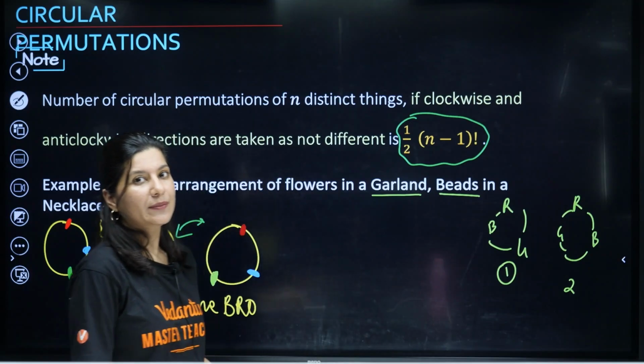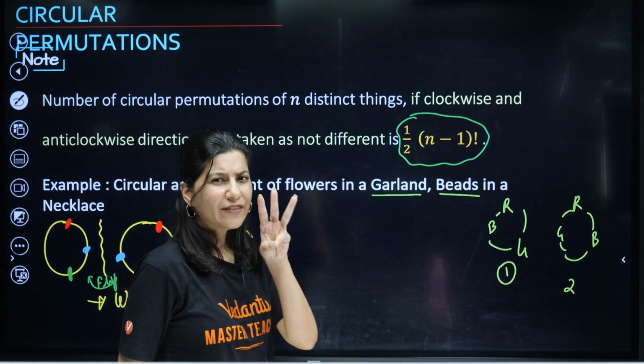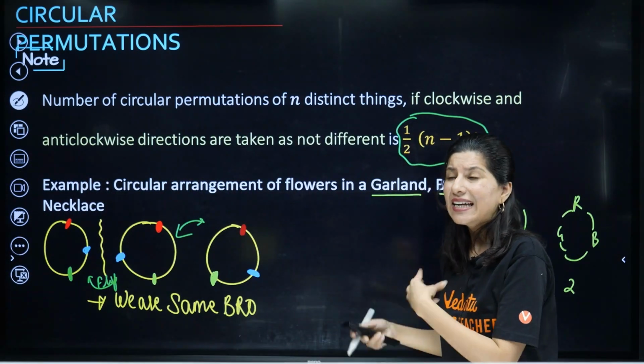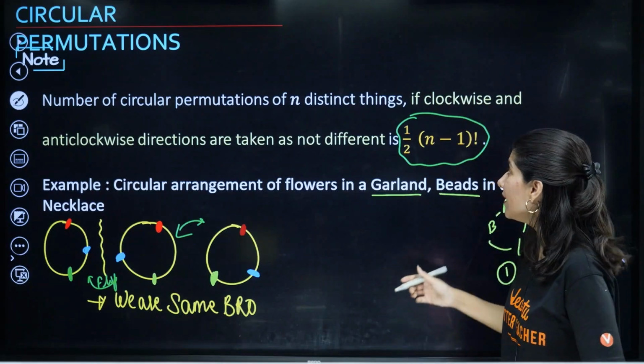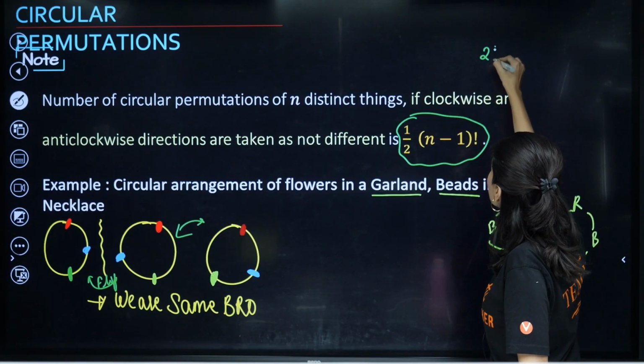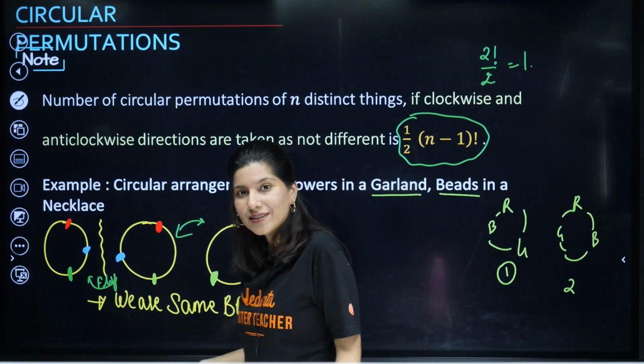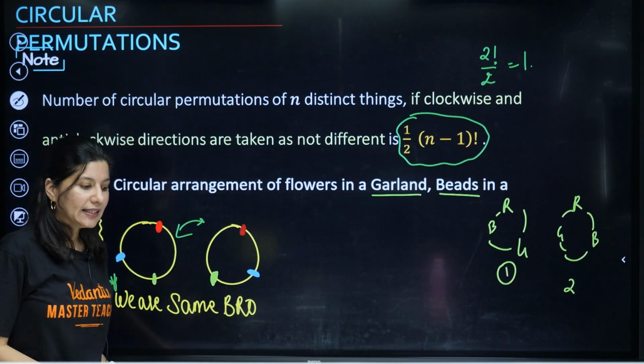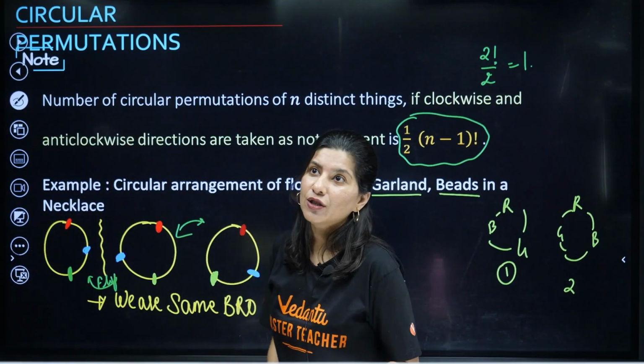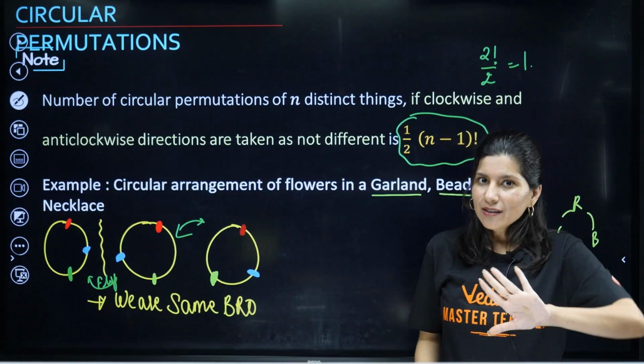So now you tell me, the arrangement of 3 different colored flowers in a garland can be done by (3 minus 1) factorial by 2, that is one way. Only one way, right? But you have to be very careful that in a round table, flipping is not allowed.